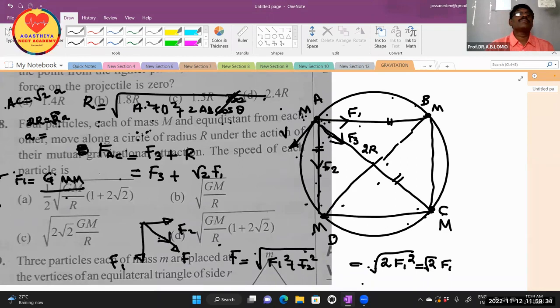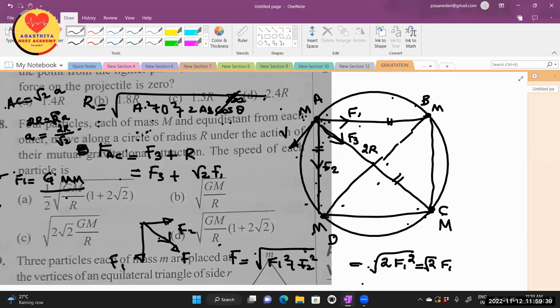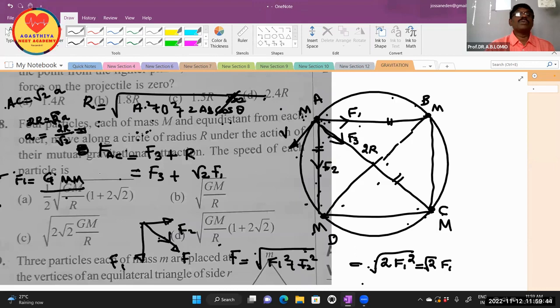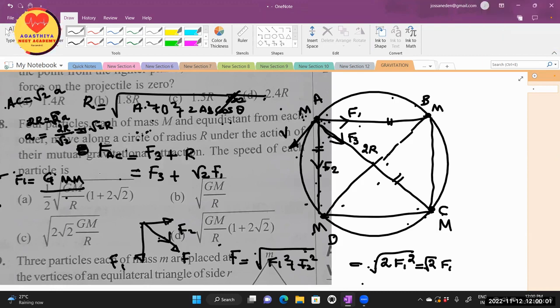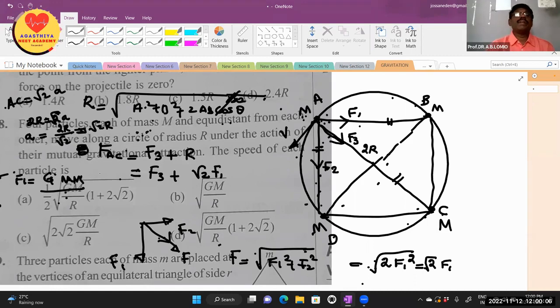It becomes what? A equals 2R divided by root 2. Root 2 can be written as root 2 into root 2, so root 2 gets cancelled. The numerator becomes root 2 R. Understand? Any doubt? Okay. Now what is the side, the length between A and B? Root 2 R.